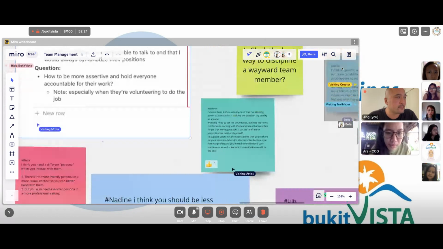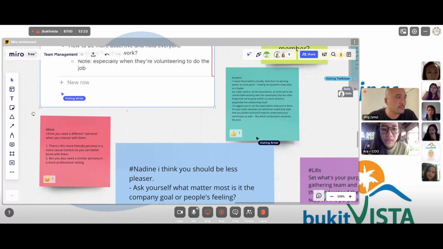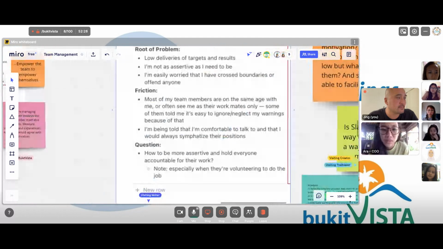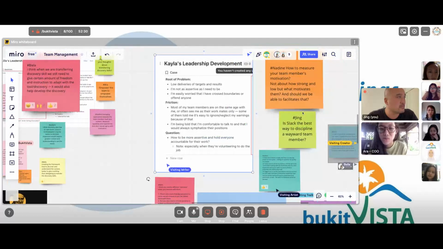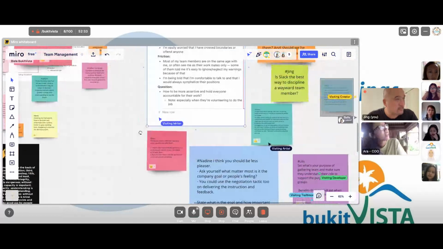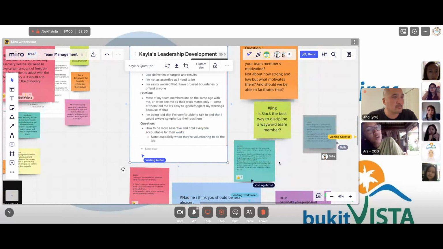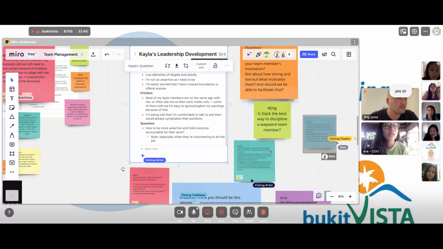Terus I'm being told that I'm comfortable to talk to and that I would always sympathize with their decisions. Nah ini kayaknya positif aja sih. Cuman notes buat berhati-hati di masa depan: ketika a person is comfortable to talk to you, it doesn't mean that you necessarily keep on telling them what they want to hear, but you need to tell them what they need to hear. Itu bedanya. Jadi that's where I tend to care to the person I talk to.